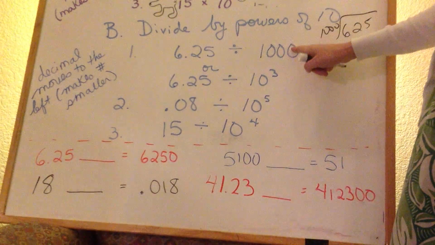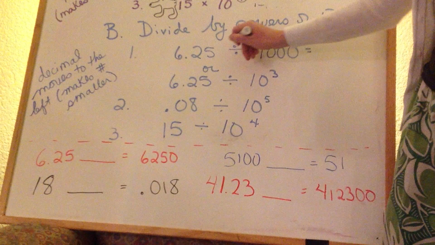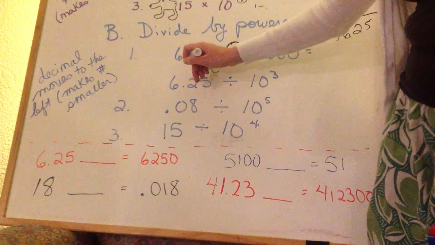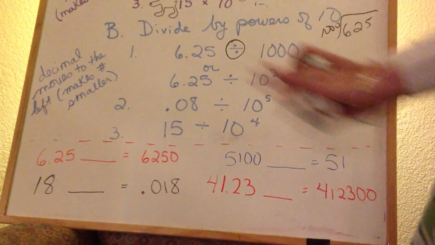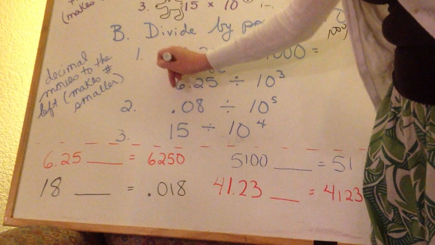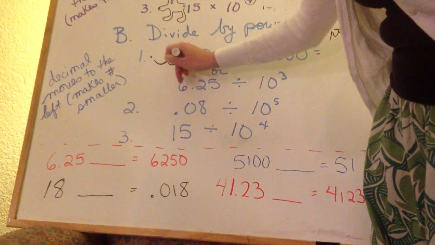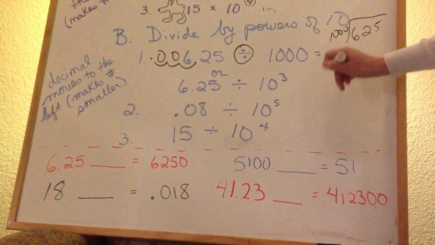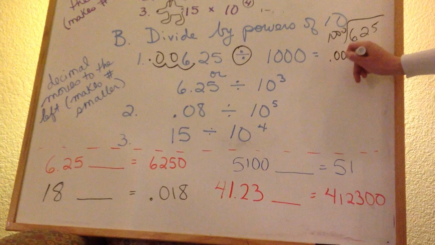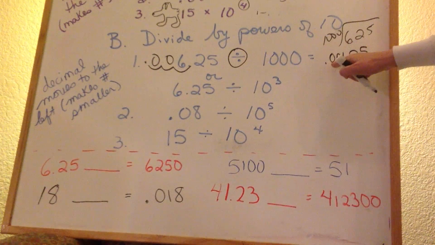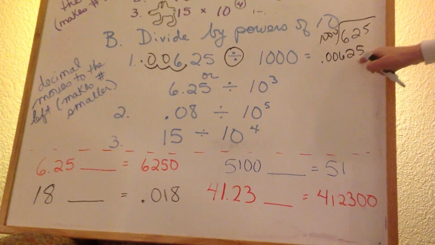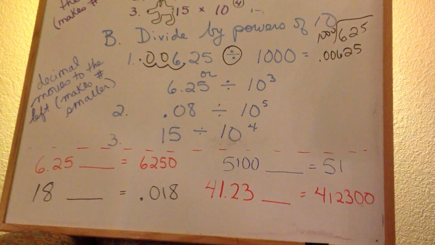But now I'm just going to count 1, 2, 3. And it says divide, so instead of the right this time, I'm going to move it to the left. 1, 2, 3, and I fill it in with these zeros. So this is 625 hundred thousandths.